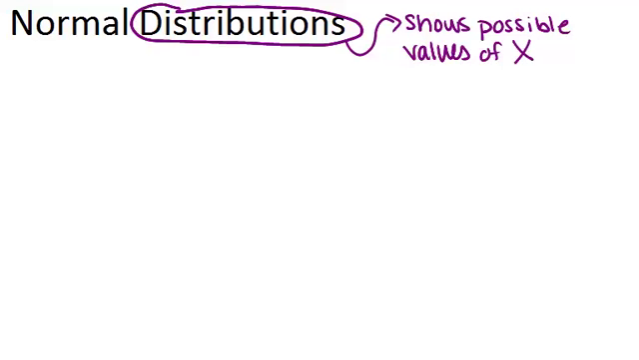So what that means is the distribution shows the possible values of your variable, which is usually noted by x, and also the probabilities associated with each of those values. So that would be p of x.